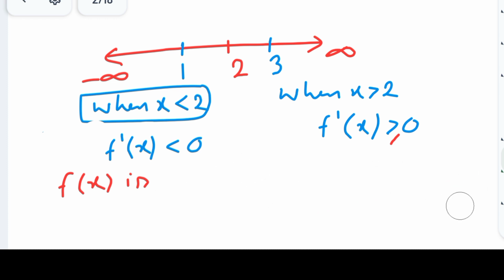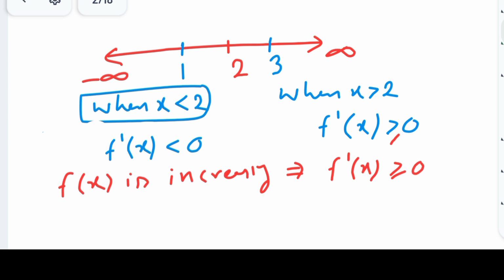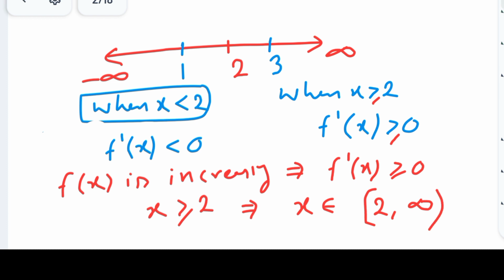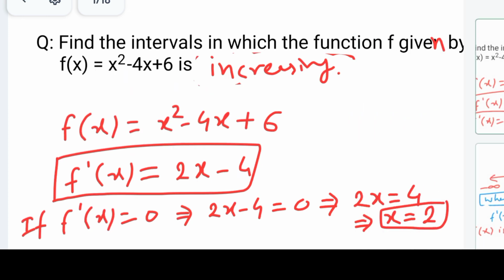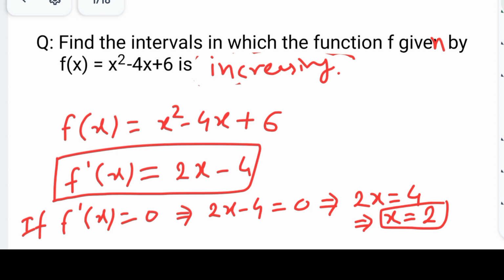So I am just changing this. Okay, f dash x is increasing. In this case, increasing means f dash x will be greater than or equal to 0. And f dash x is greater than or equal to 0 when x is greater than or equal to 2. And x greater than or equal to 2 means x belongs to 2 to infinity, and 2 will be included. If it is strictly increasing, then this 2 will be excluded. So I hope you understood this type of question, like increasing or decreasing function. So thanks for watching.